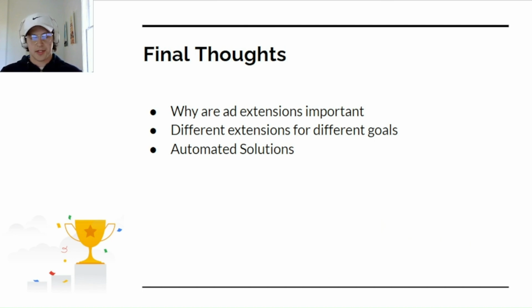And then the last piece is going to be just automated solutions, right? Give Google the ability to rotate through these assets and these extensions to find the right combination that drives results.